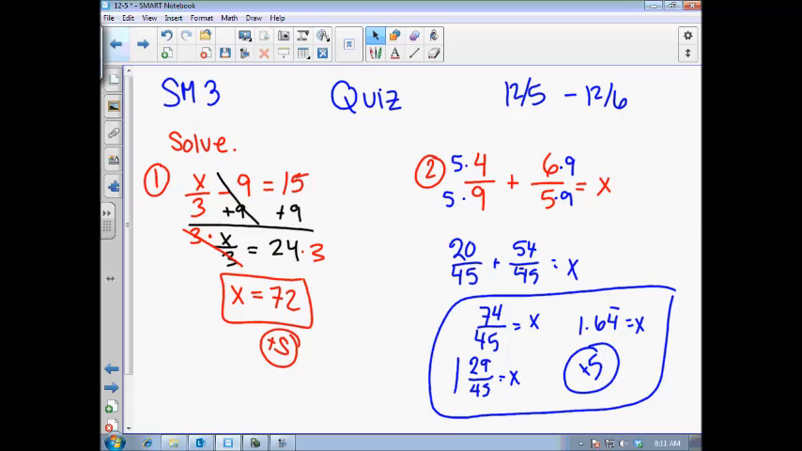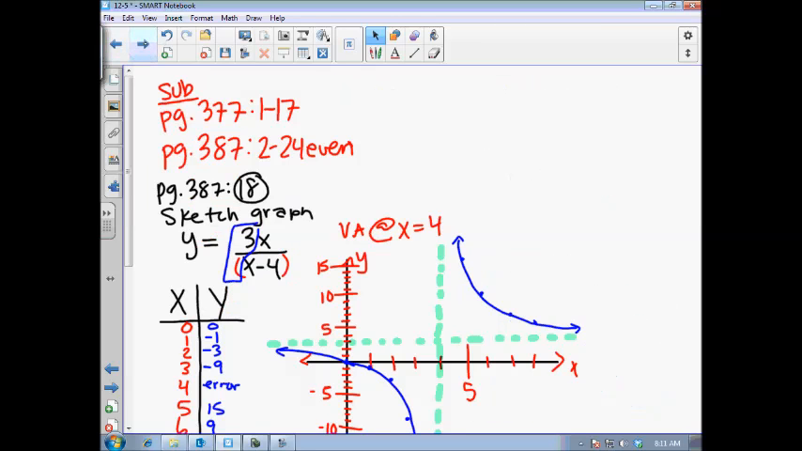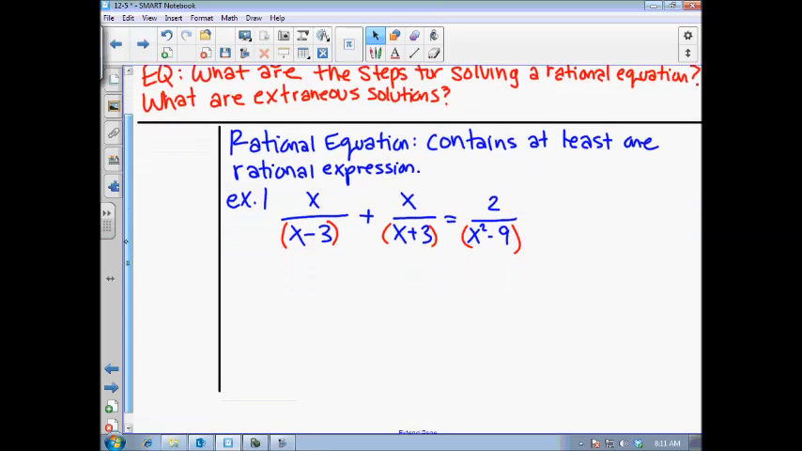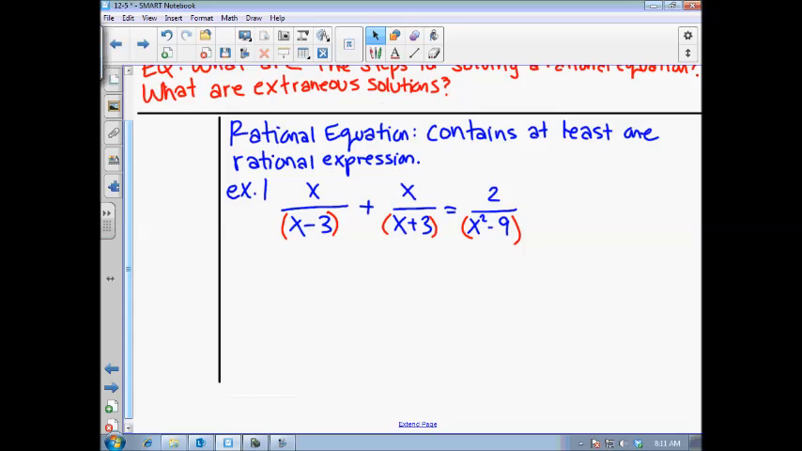Okay, number 2, when we're adding fractions, what do we have to have in order to add fractions? Common denominator. And for 9 and 5, how did we determine our common denominator? We just multiply them together. That's an easy way to get a common denominator. It's not always the most simplest form, but it will give you a common denominator. Okay, so let's look at our denominators. We have x minus 3, x plus 3. Do these match? No. Nope, so they're not common. And x squared minus 9 doesn't match either.